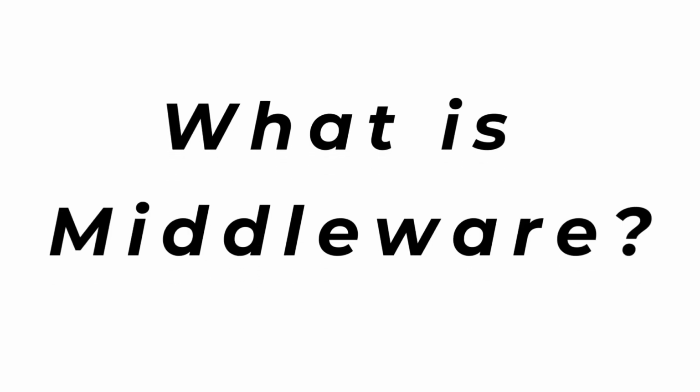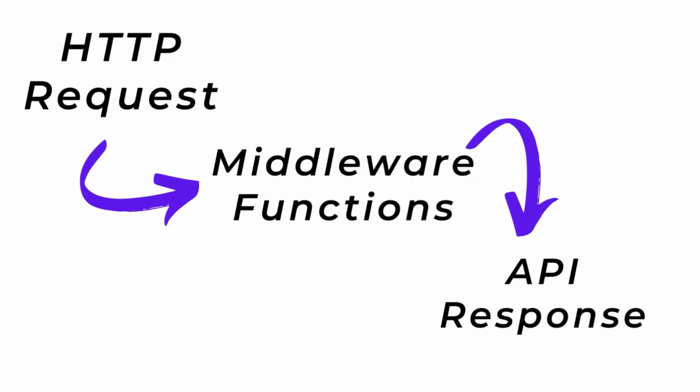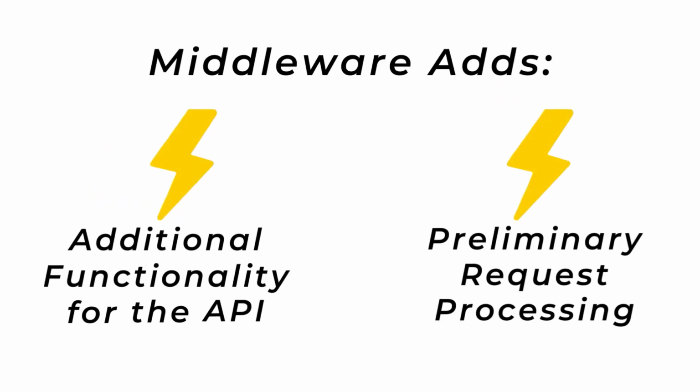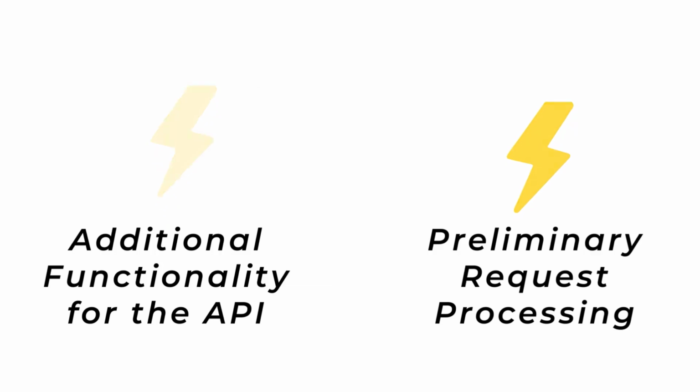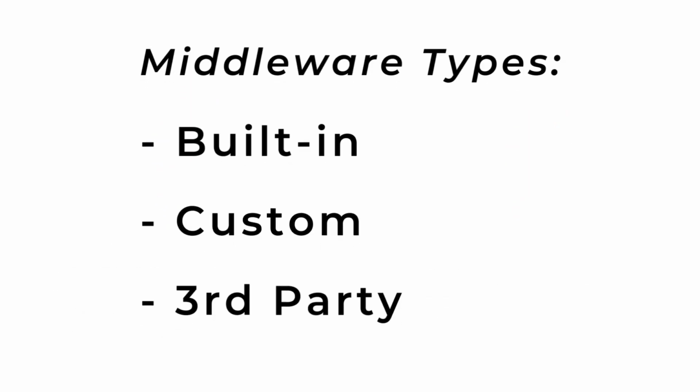What is middleware? Middleware is just one or more functions that are placed in the path of requests that are received by our backend API. Middleware can add additional functionality to our backend REST API. Middleware can also apply some preliminary processing to requests before they get to the controller where the request processing will be completed. We'll be adding three types of middleware today: built-in middleware, custom middleware, and third-party middleware.